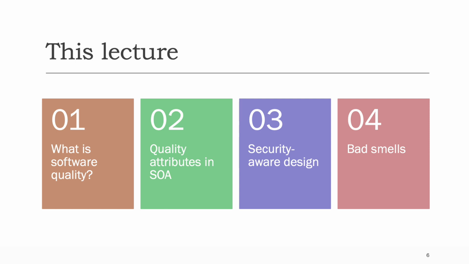In this lecture, you will achieve the following learning outcomes. You will learn about the software quality and its attributes. In the second part, you will learn about the implications of adopting service-oriented architectural style on these quality attributes. We will also dive a little deeper into one particular quality, which is security. There you will learn the basic concept about security by design. And finally, you will learn about some bad practices or bad smells of service-oriented design, which can hurt particular quality attributes.